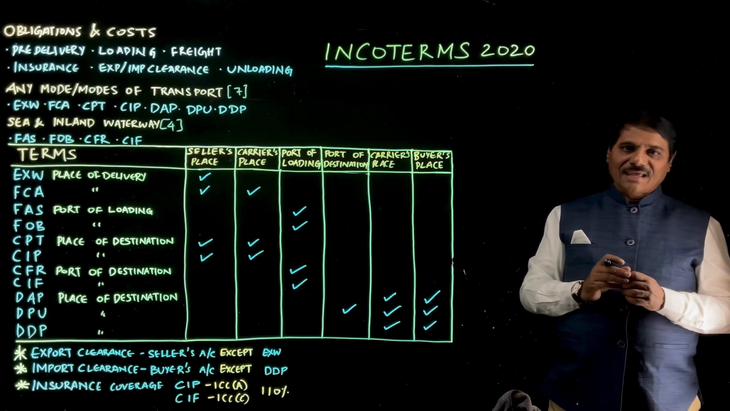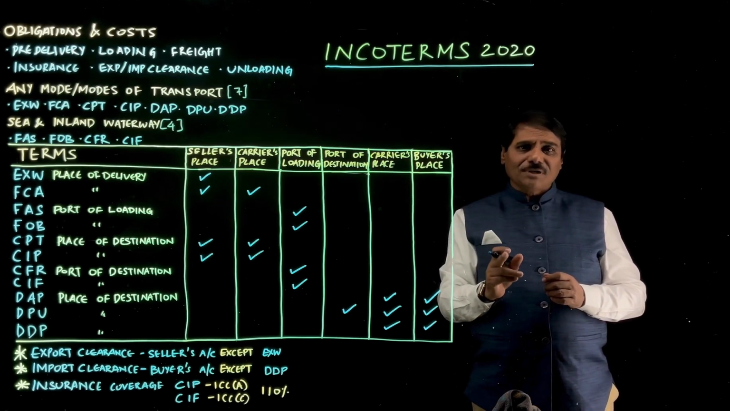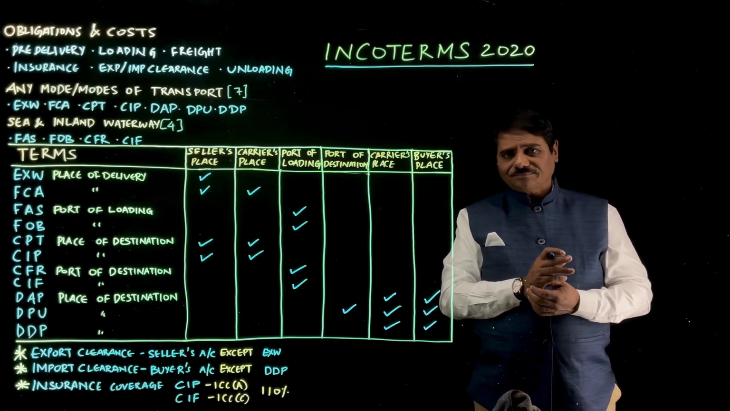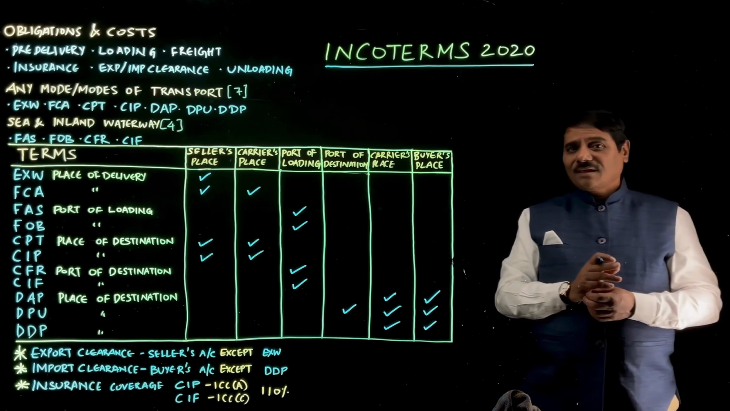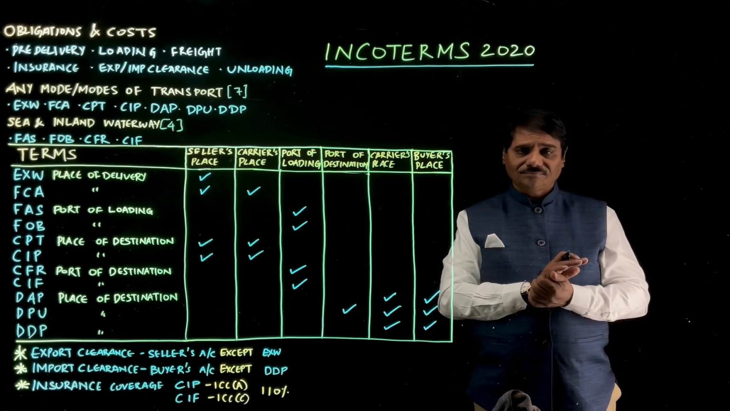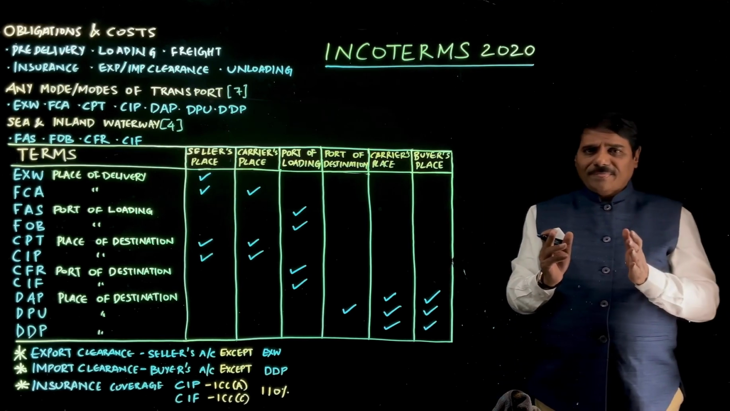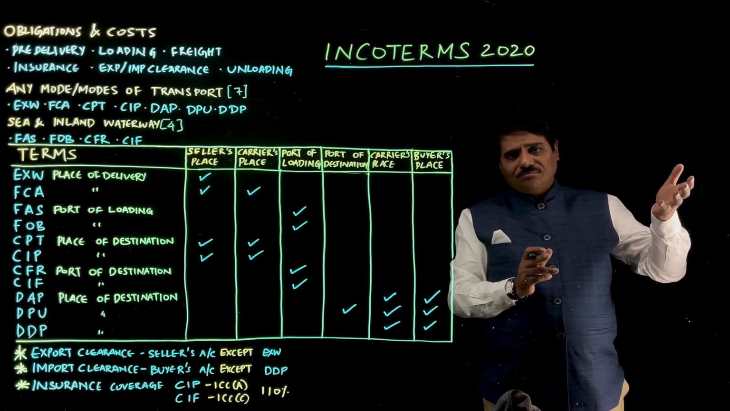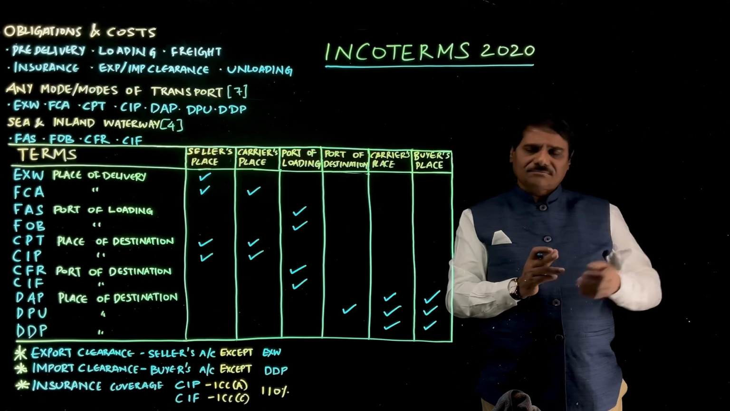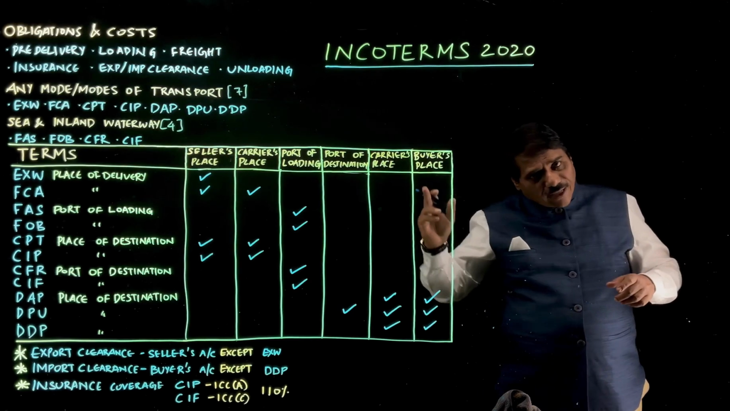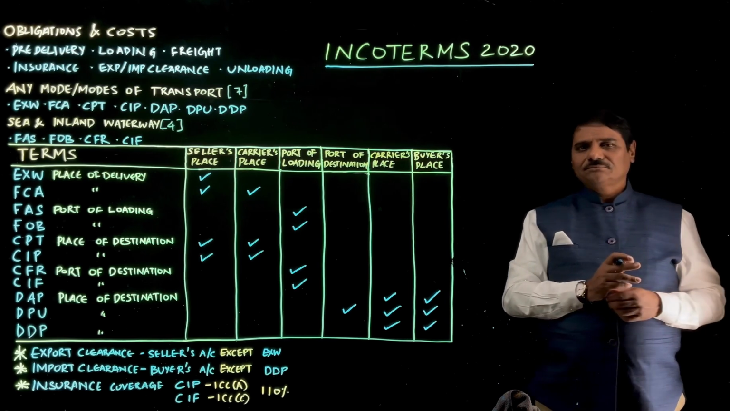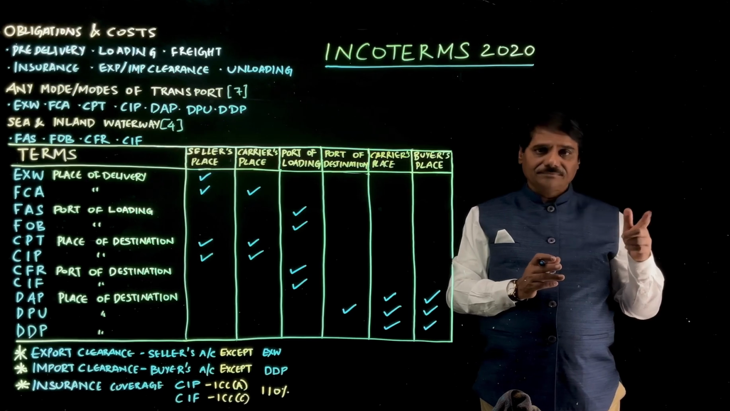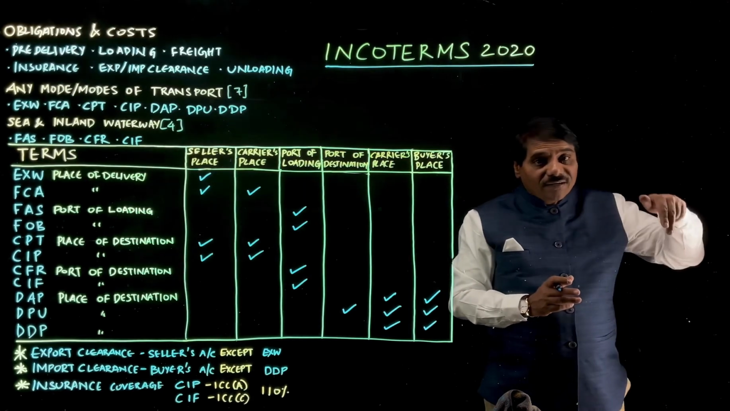So here, the seller is responsible to deliver the goods at the buyer's country, ready for unloading. So there is no need for the seller to arrange unloading the goods at the buyer's country in that particular place. But you have to arrange the entire transportation. The risk is passing from seller to the buyer in buyer's country.